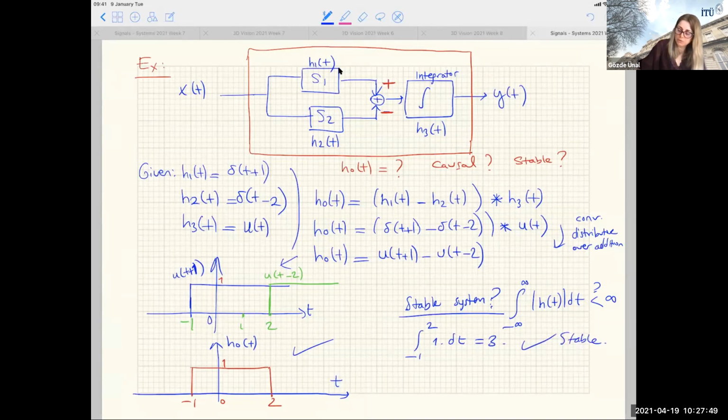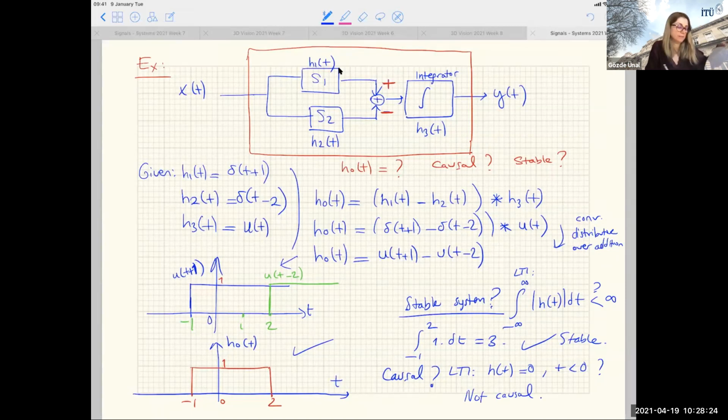It doesn't blow up. Is it causal? For that, you can check the form of the impulse response. For an LTI system, the constraint was that it is 0 for t less than 0. That was the check, and it's not. So it's not causal. Is it clear? I think you're fine. Perfect.